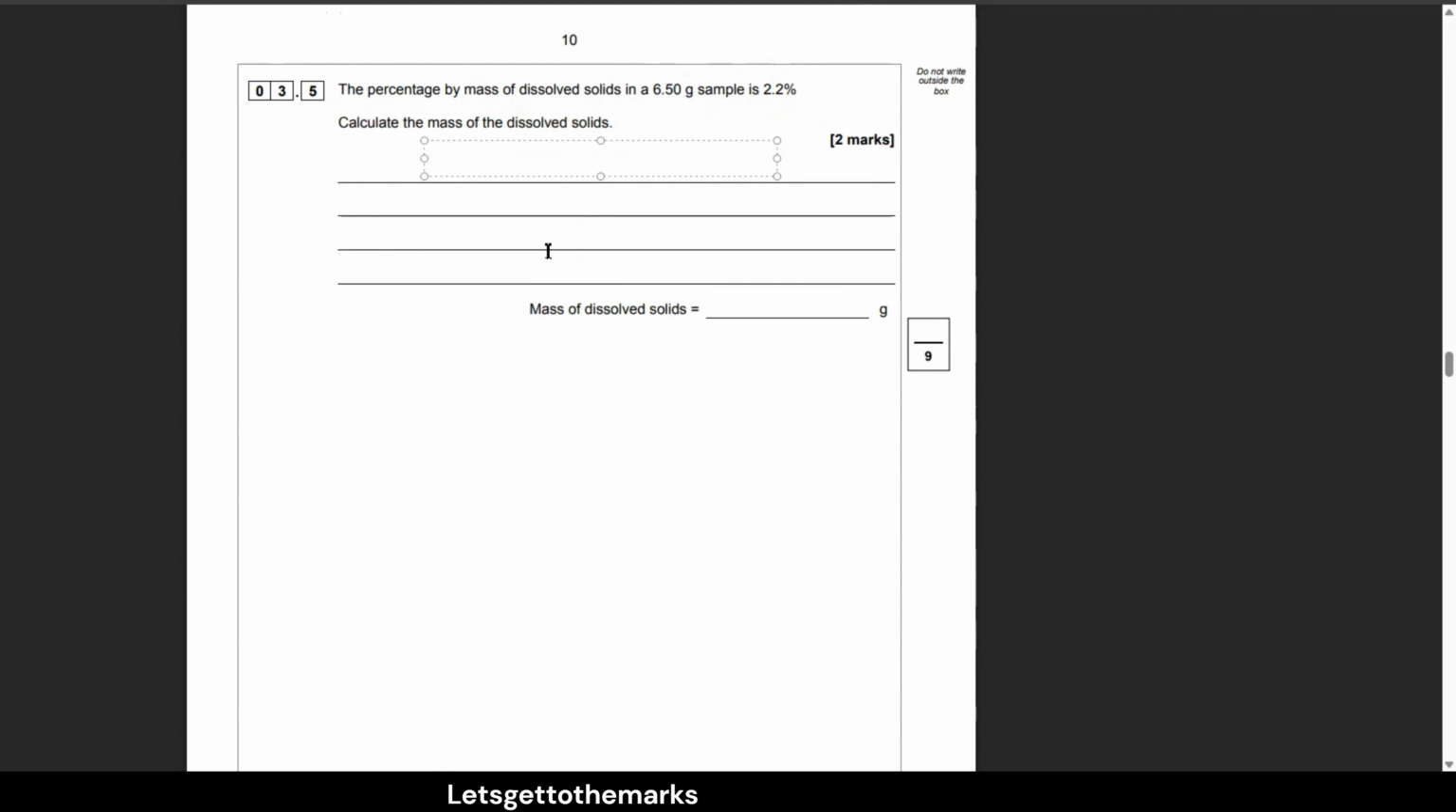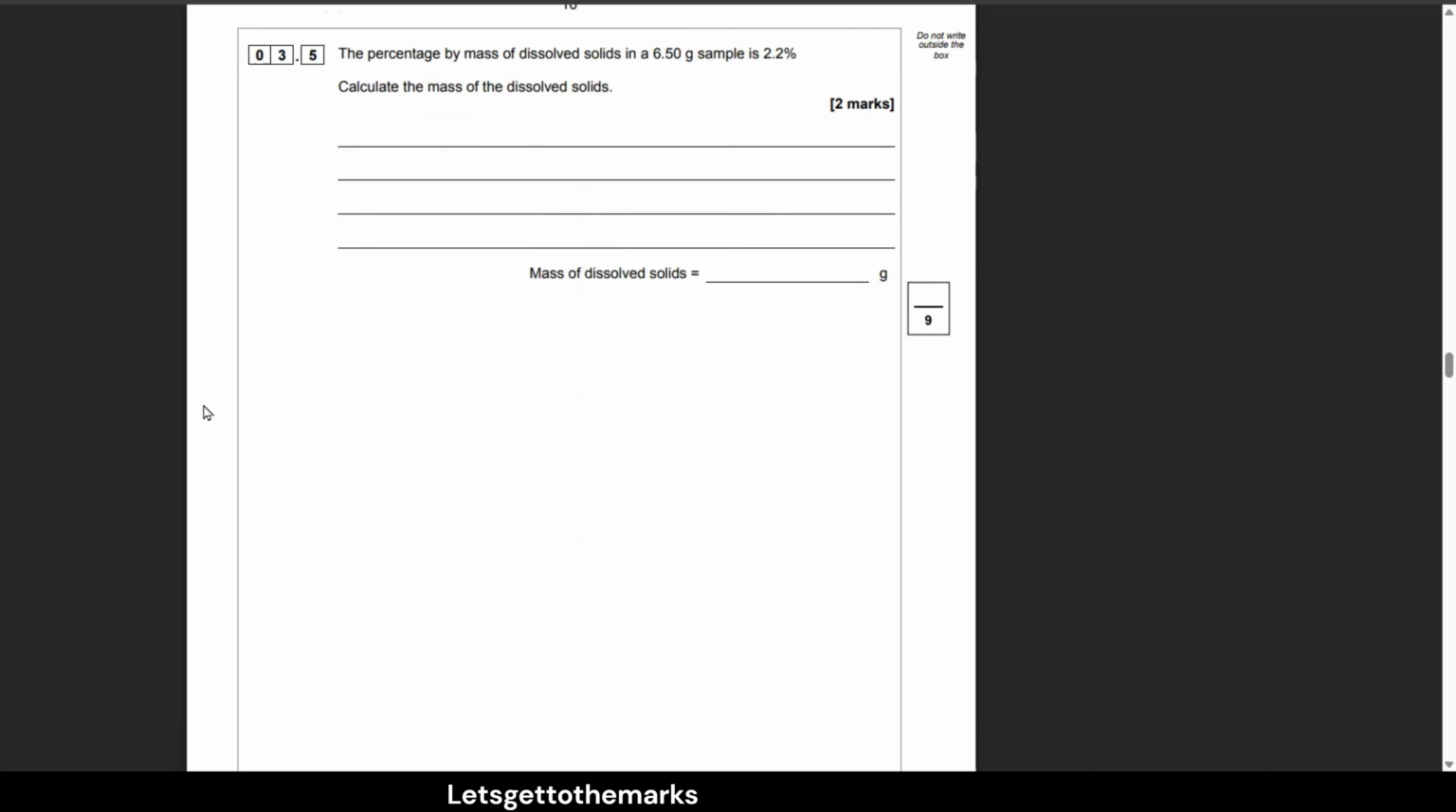So that's kind of easy, isn't it? We're just going to go 2.2 divided by 100 times 6.50 grams. And what's that going to give us? Well, something like 0.12. I've got no idea. Let's actually find out. 2.2 divided by 100 equals that times 6.5. Nope, it's 0.143. I was like 0.12. That wasn't that close. Okay, 2 marks. Dead easy. Right, we're going on to question 4.